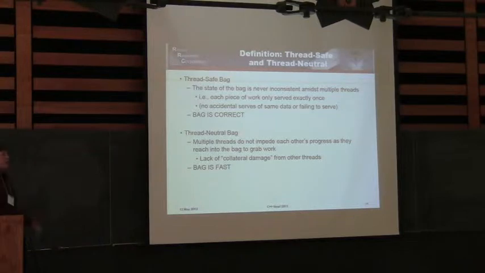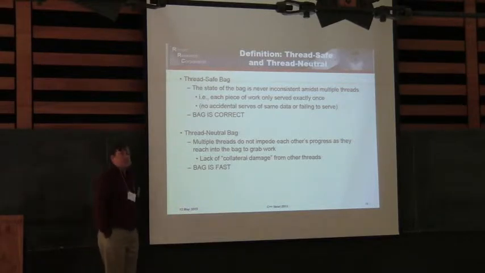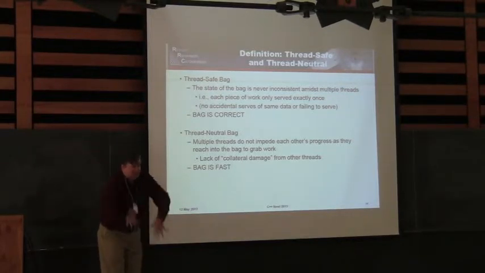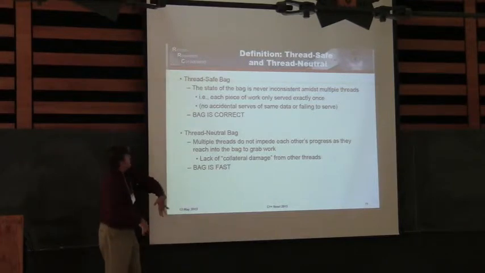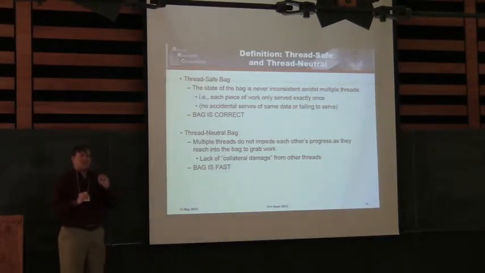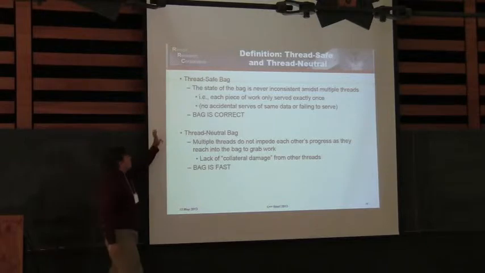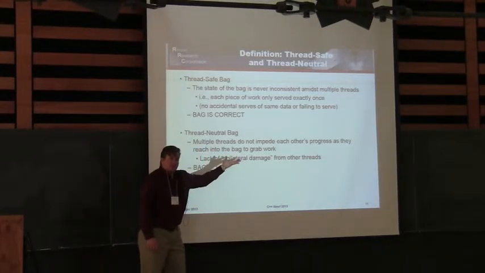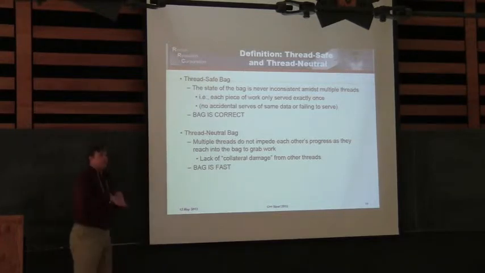Okay, in order to make this bag effective in a multi-threaded environment, it has to have two characteristics. First of all, it needs to be thread safe. That's kind of a duh, right? The state of the bag is never inconsistent among multiple threads reaching into the bag all at one time. And we have to make sure that each piece of work is served out exactly once. In other words, we don't want to serve the same data multiple times, and we don't want to fail to serve a piece of data in there. So we have to make sure a bag is thread safe.